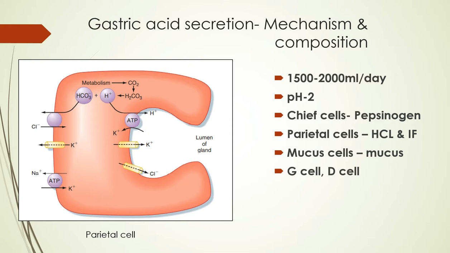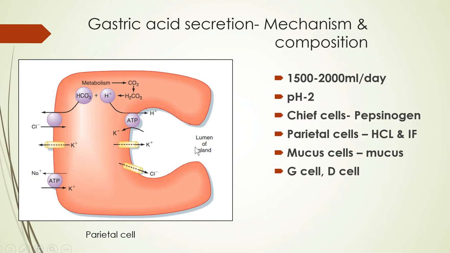There are G cells and D cells also. G cells secrete gastrin and D cells secrete somatostatin. We'll see how these cells influence gastric acid secretion. But before that, let's have a brief look at the mechanism of gastric acid secretion. So this is a parietal cell, which is going to secrete HCl.